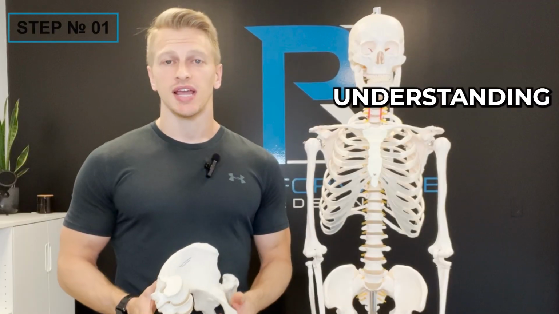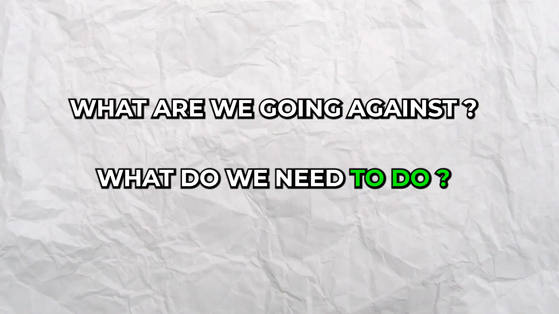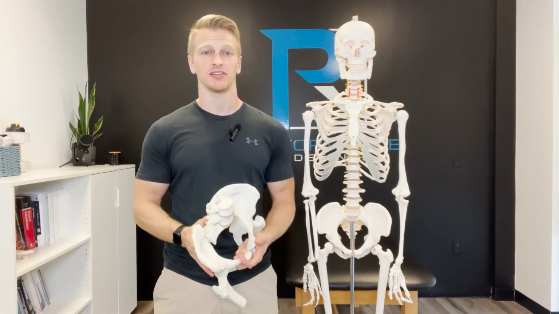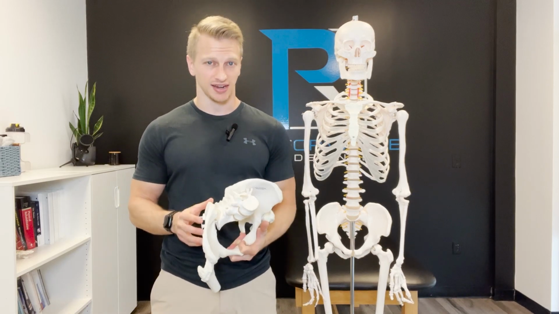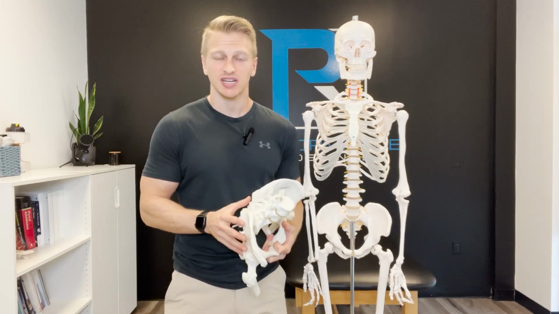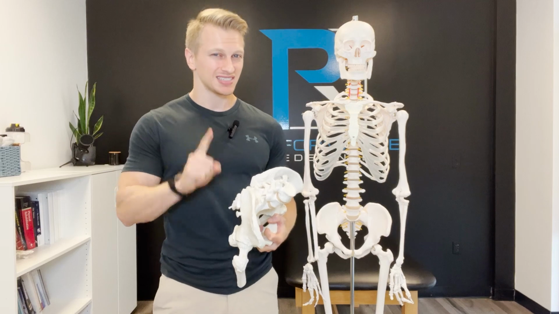Step number 1, understanding the problem. So when it comes to fixing an anterior pelvic tilt, we first need to know, what are we going against? What do we need to do? And what I find is that it tends to be more confusing because of the anatomical jargon and biomechanics. These 2 things can be tricky and confusing for a lot of people. So what I want to do is go through a more simplified approach to the biomechanics in a way that's more practical. And I think when you understand it from a more practical standpoint, it's then a lot easier to manage and know what to do next. So let's go over the normal biomechanics and then more of the simplified approach.